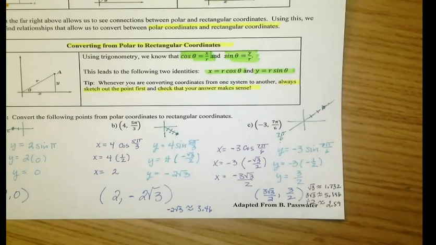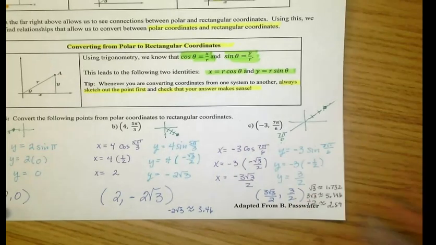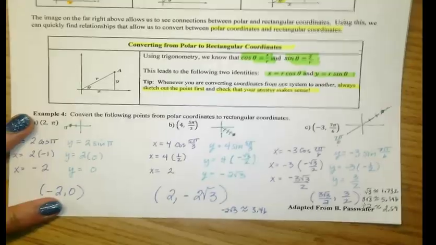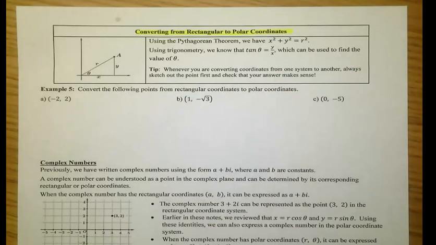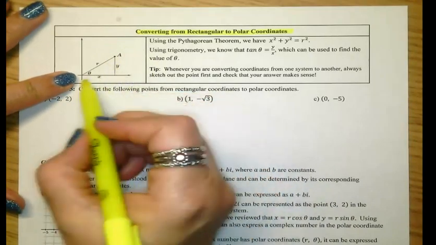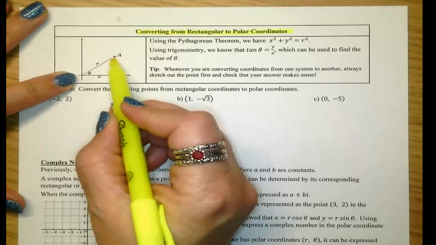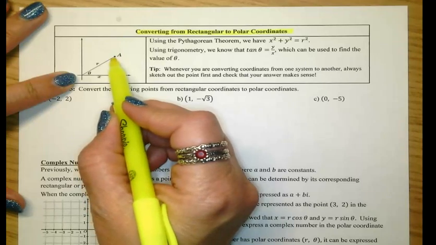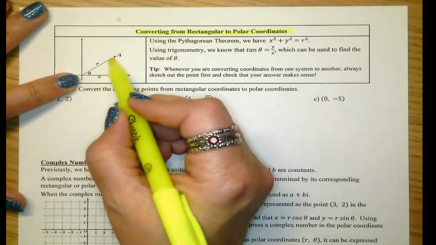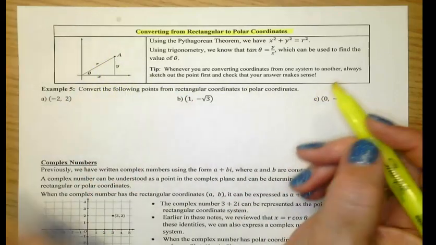Okay, so we went from polar to rectangular. So now we're going to go from rectangular to polar. So let's look through our information about converting from rectangular to polar. So the rectangular point we got by plotting x and then y, and now we want to change that and be able to plot the angle and then the distance up the angle.